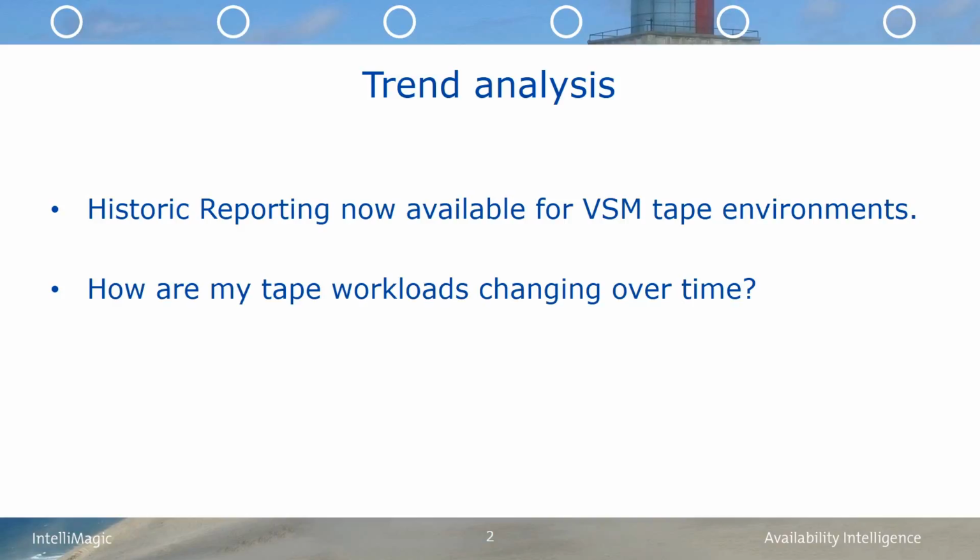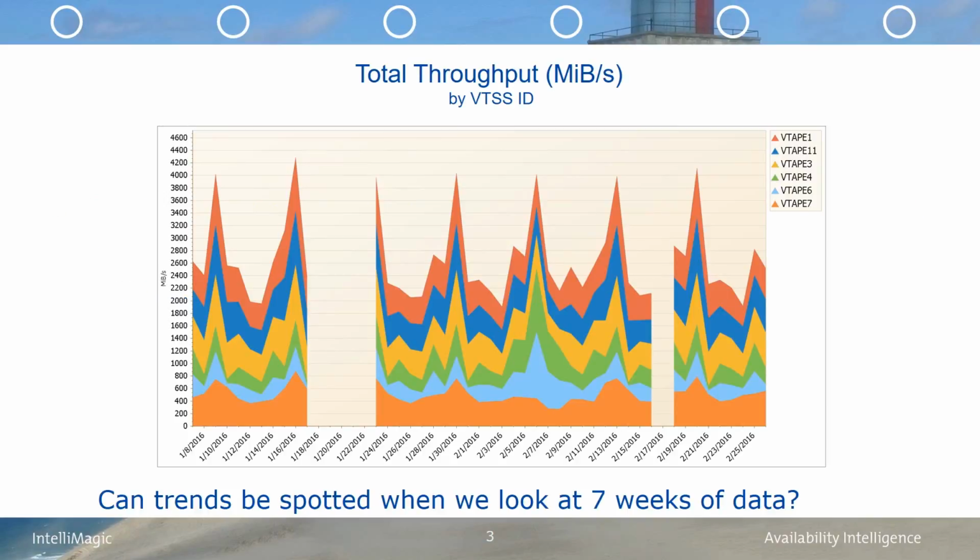And it gives us the ability to look at those trends in various parameters for capacity planning purposes, for one, to be able to justify new hardware requests, and to see how your workloads are changing over time. So here's an example of the total throughput. Again, 6 different VSMs. And we're kind of looking for trends.